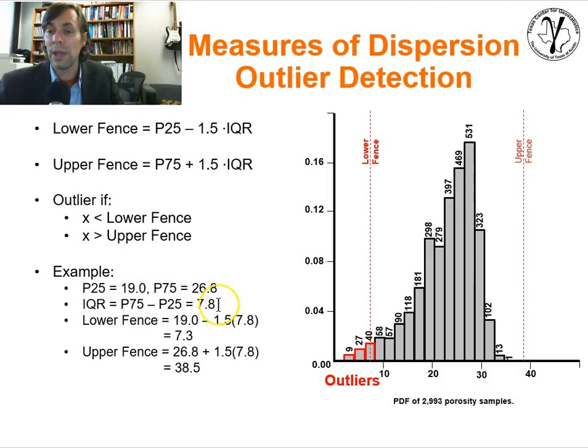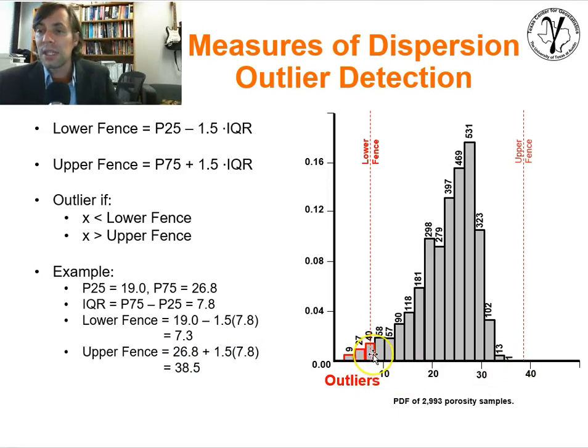Interquartile range is 7.8. Got the calculator out, and we can go ahead and calculate the lower fence: P25, subtract 1.5 times the interquartile range, we get 7.3. Plot the lower fence. Upper fence, take the P75 plus 1.5 times the interquartile range, and we get the upper fence and plot that. So what do we do with that?